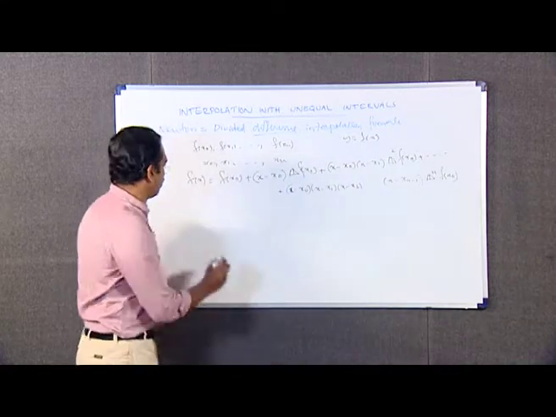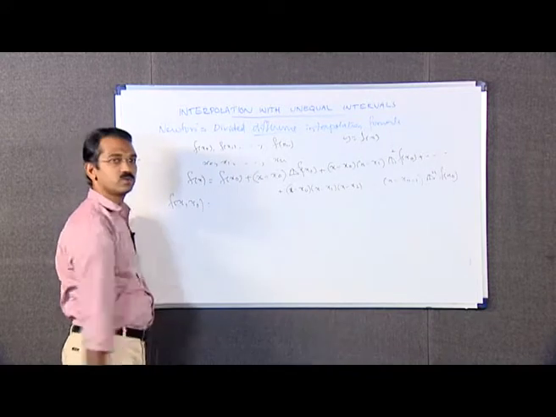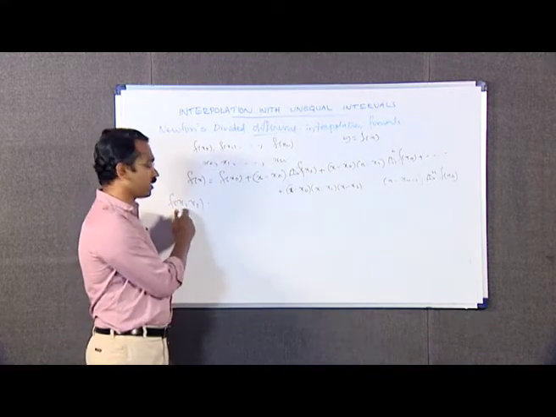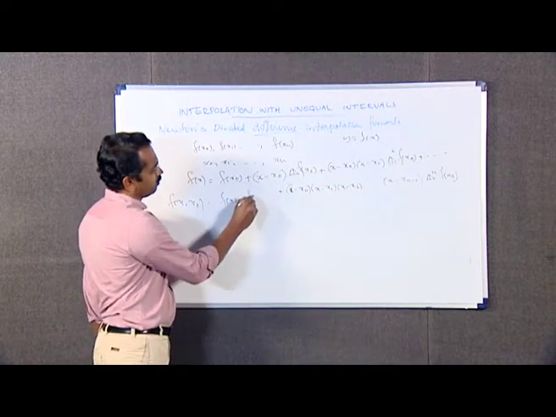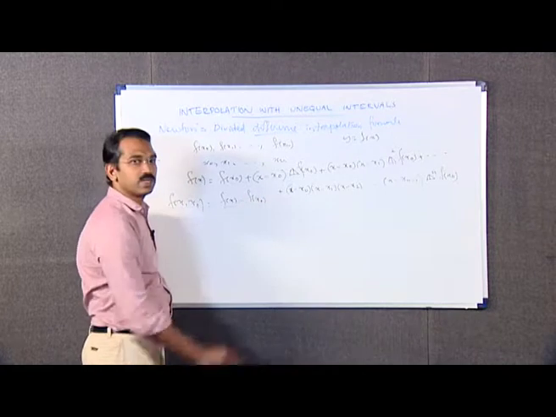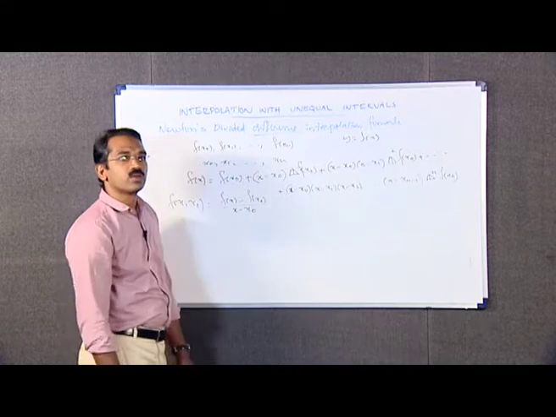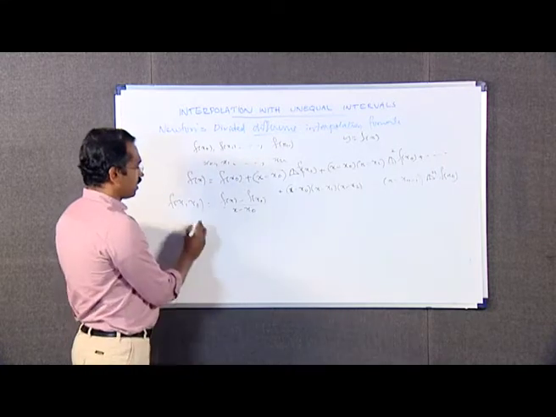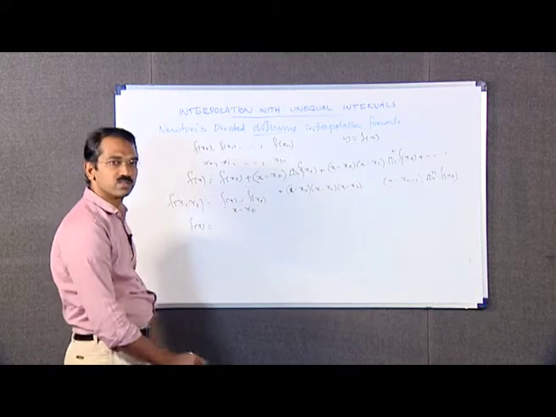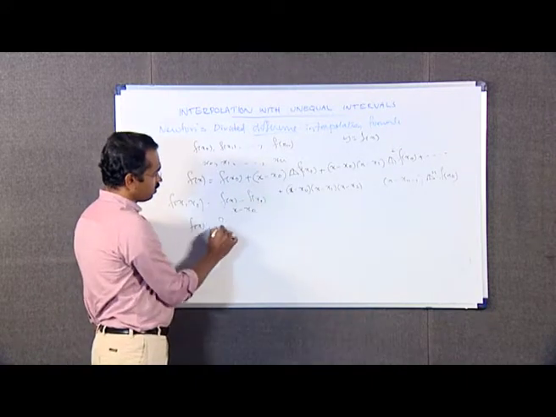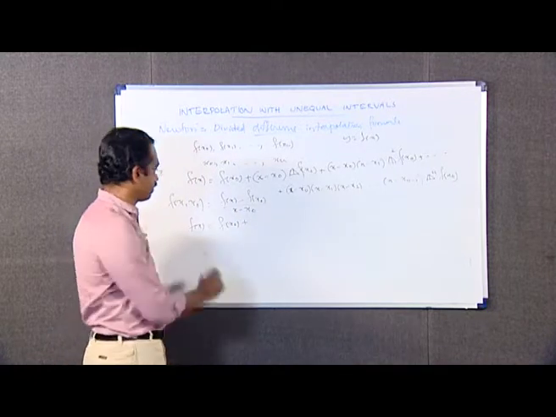That is, by definition, f(x, x0), the divided difference between x and x0, is f(x) minus f(x0) divided by x minus x0. From this we can write f(x) as f(x) is equal to f(x0) plus (x minus x0) into f(x, x0).